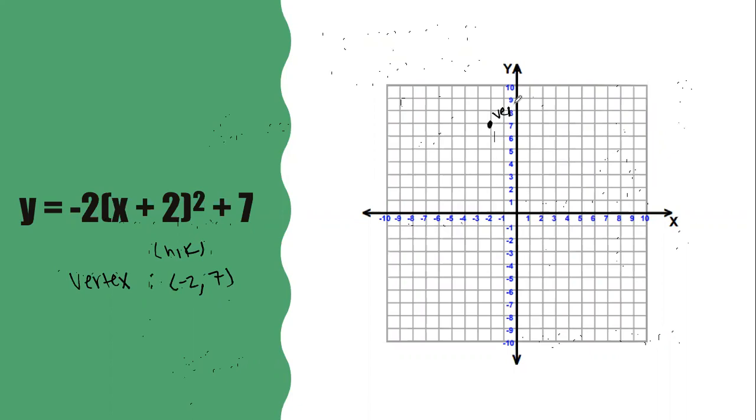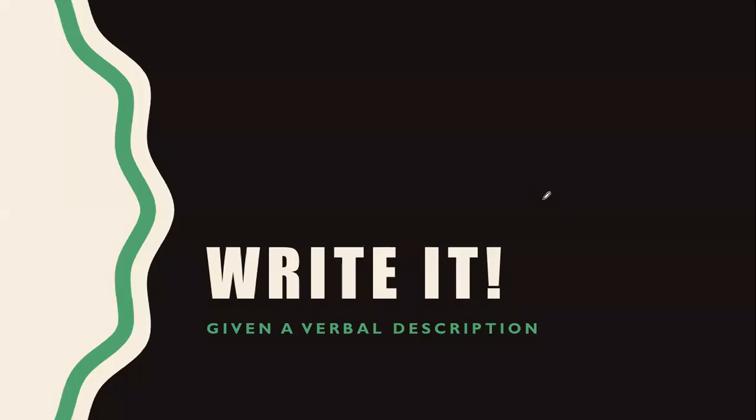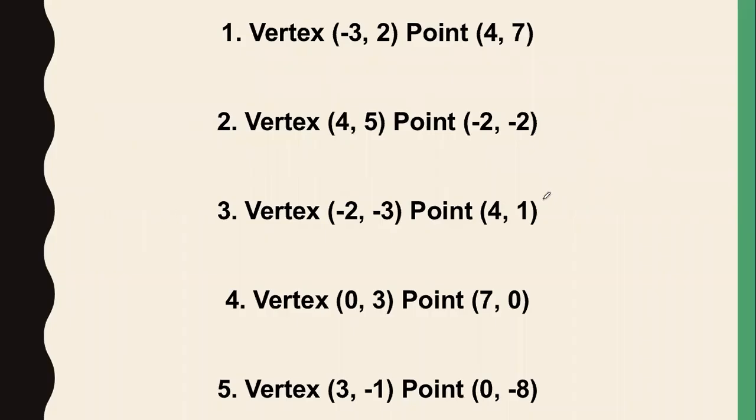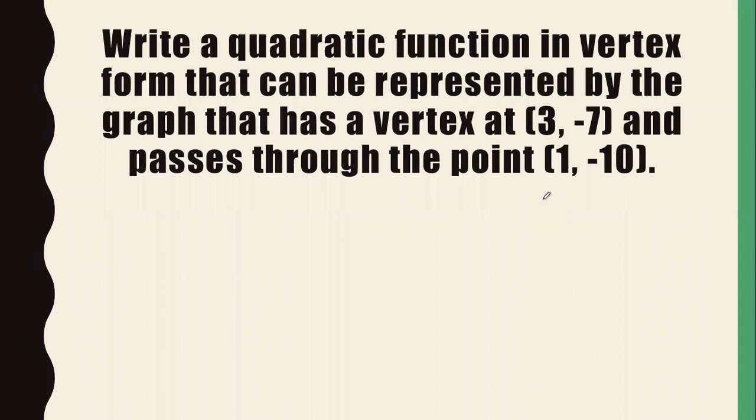And would this be facing down or would this be facing up? It'd be facing down because this is a negative a, so it would look something like this, but this is very inaccurate, okay? But it'd be facing down. Okay, so what we're gonna do is read through some verbal expressions and write the equation.